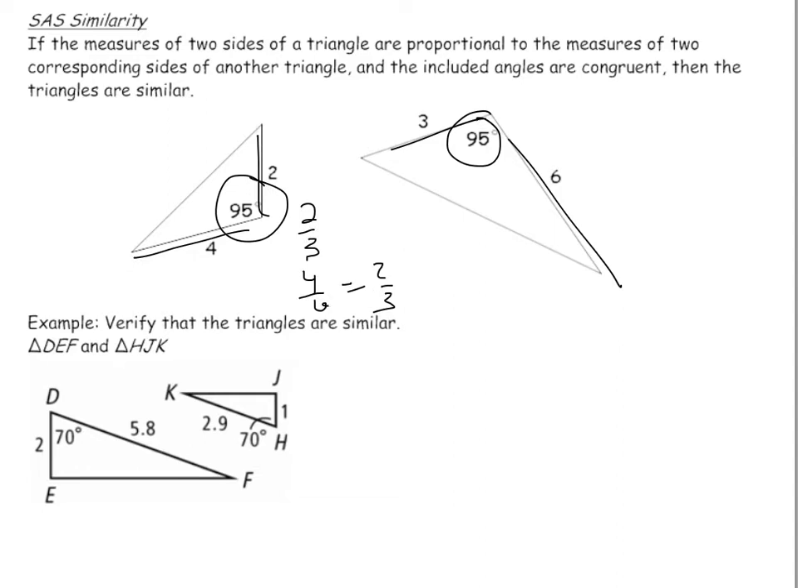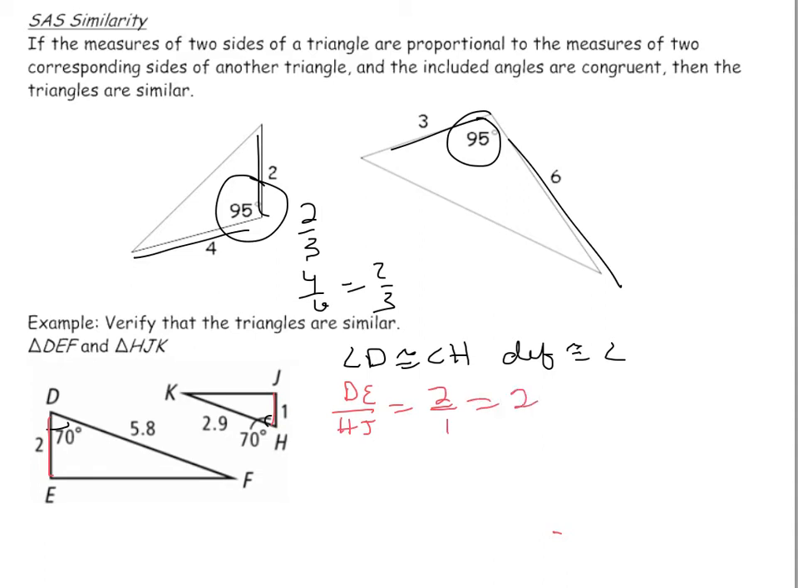So the classic example that you'll get is verify that these two triangles are similar. Well, let's start off, we know that angle D is congruent to angle H, right? This is just the definition of congruent angles. They're the exact same, right? So these are congruent here. We also have to check our sides now. So we see DE matches up with HJ. So let's look. This is a ratio of 2 to 1, which is 2.